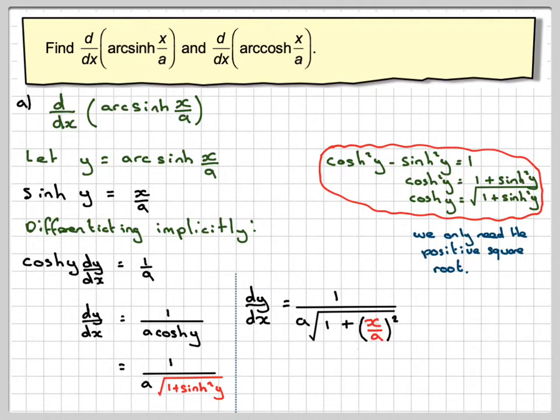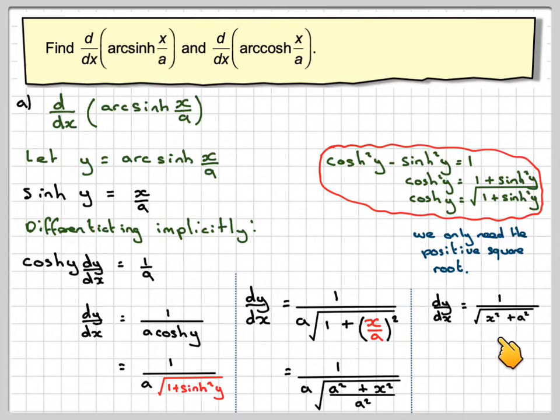Right, we need to be a bit careful here. So this becomes 1 over a. Now, if I square this, I get x squared over a squared, and I put this up here, I get a common denominator of a squared, so I get a squared plus x squared over a squared. Now, what I'm going to do is take that out. When I take out an a squared, it becomes a outside of the square root sign, and a over a is 1, so that disappears. So I get dy by dx is 1 over the square root of x squared plus a squared.